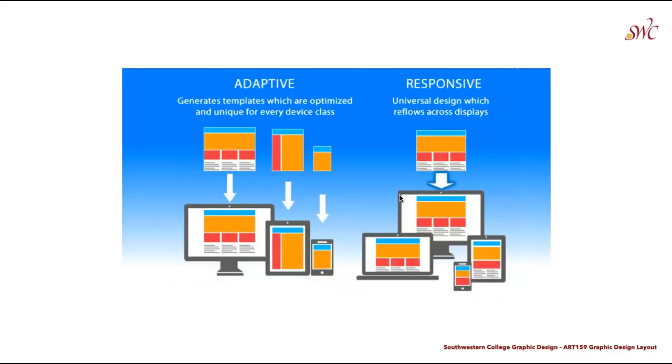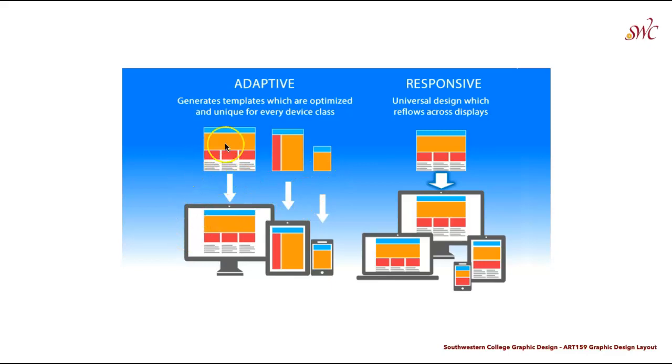Now, if you've ever gone to a website on your phone and then looked at that website on your desktop or a tablet, you might have noticed that the layout, the grid structure, and the modularity of that website is changing in each one of those formats. And that's referred to as an adaptive grid. And this generates templates which are optimized and are going to be unique for each of the device classes, whether it is a desktop, tablet, or phone.